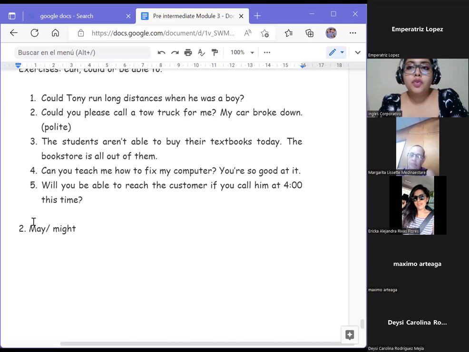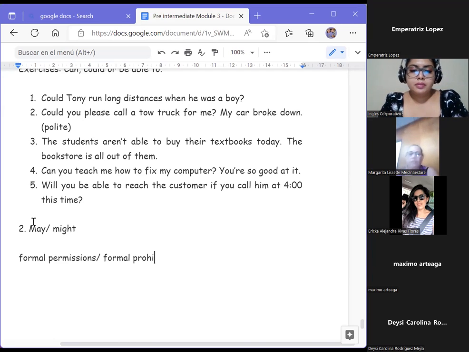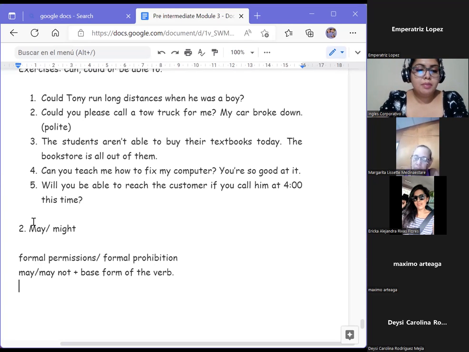This one is used for formal permissions, and also for formal prohibition. We can use may or may not plus a base form of the verb. And we have the examples.